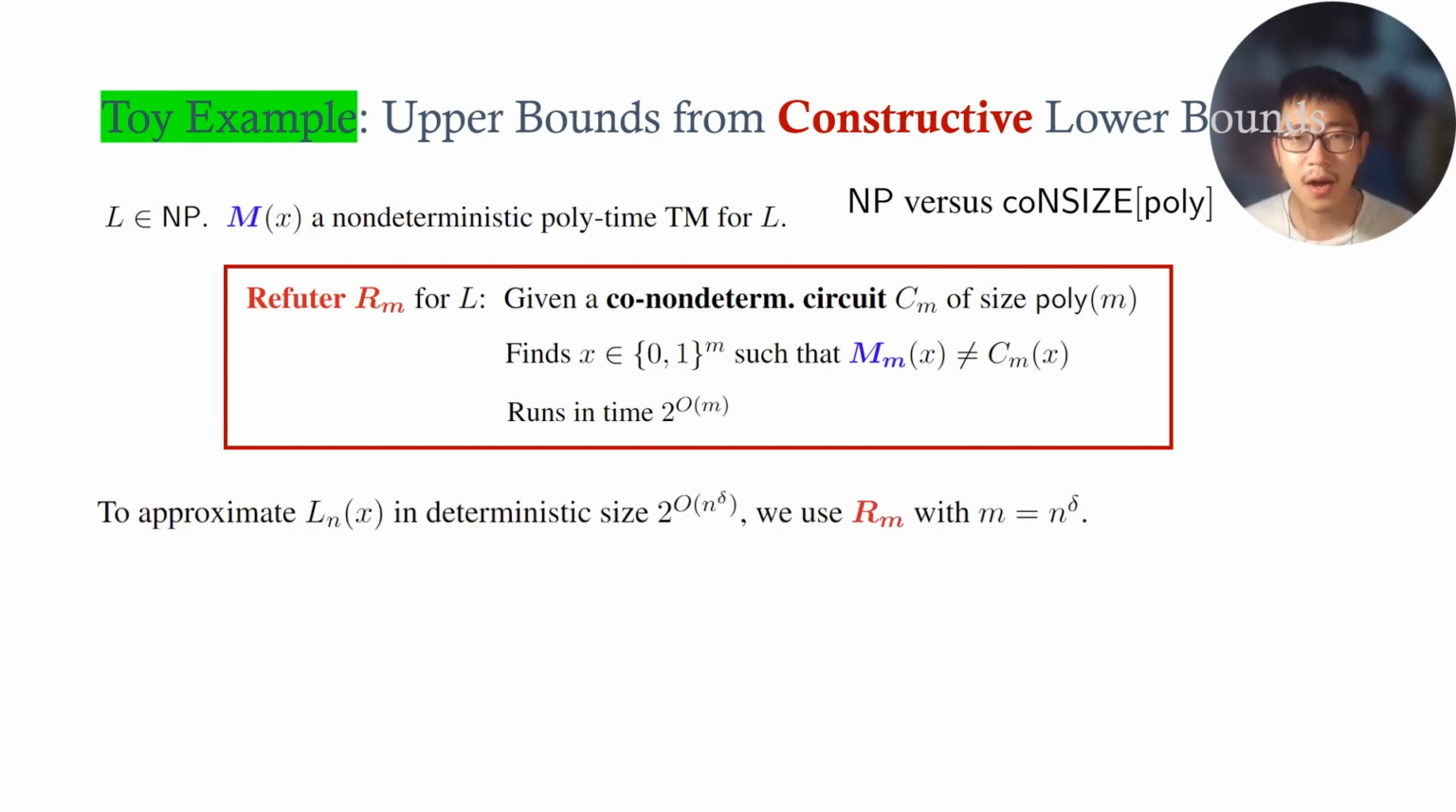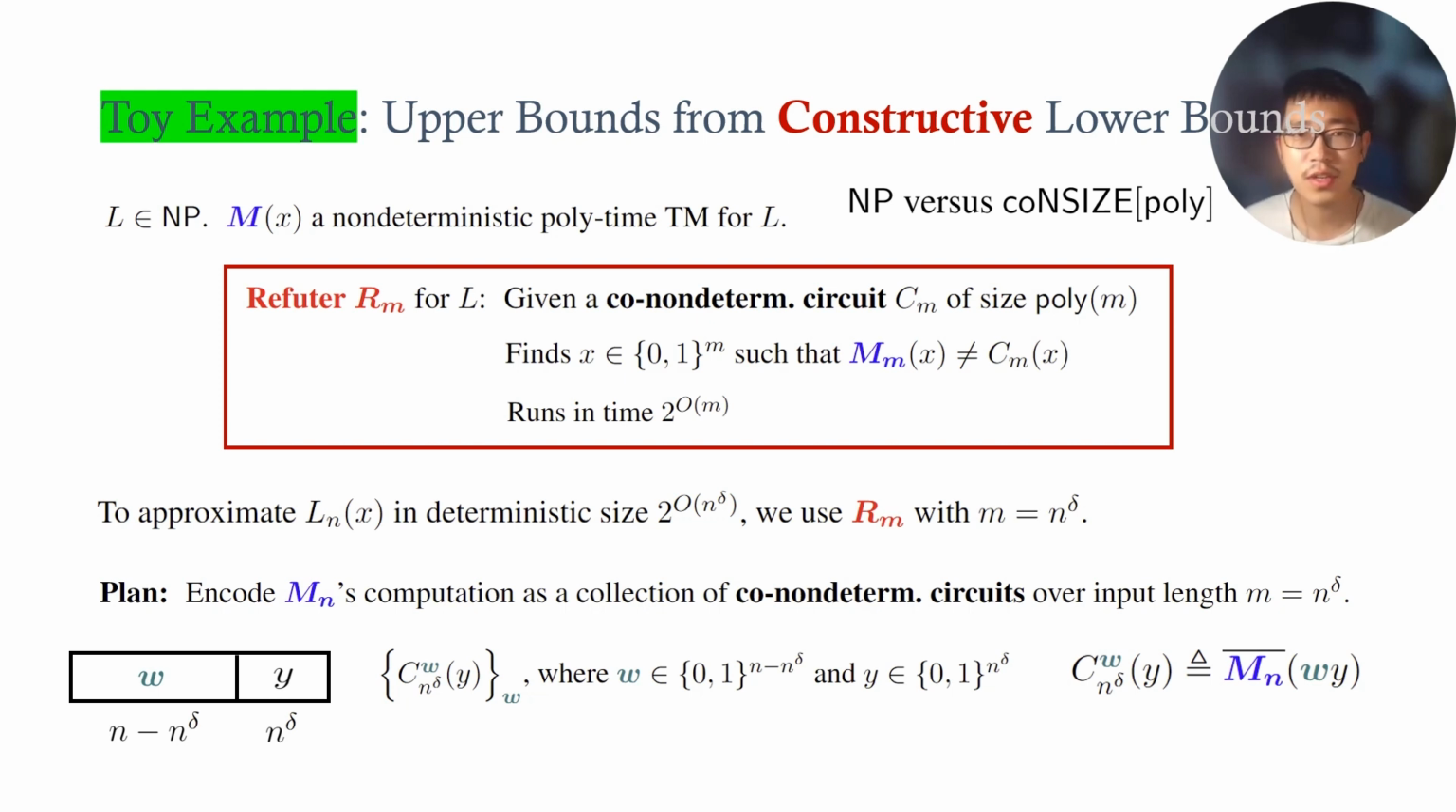We will obtain an upper bound that approximates L in deterministic size 2^(n^delta) using the refuter R_m as a subprocedure, where m equals n^delta. Our plan is to encode the computation of M on length n as a collection of co-non-deterministic circuits over input length m, so that we can analyze it using the refuter R_m on input length m. For an input of length n, we divide it into two parts as follows. For every string w, we define C_w of n^delta y as a circuit that simulates M on the concatenation of w and y, which is this circuit.